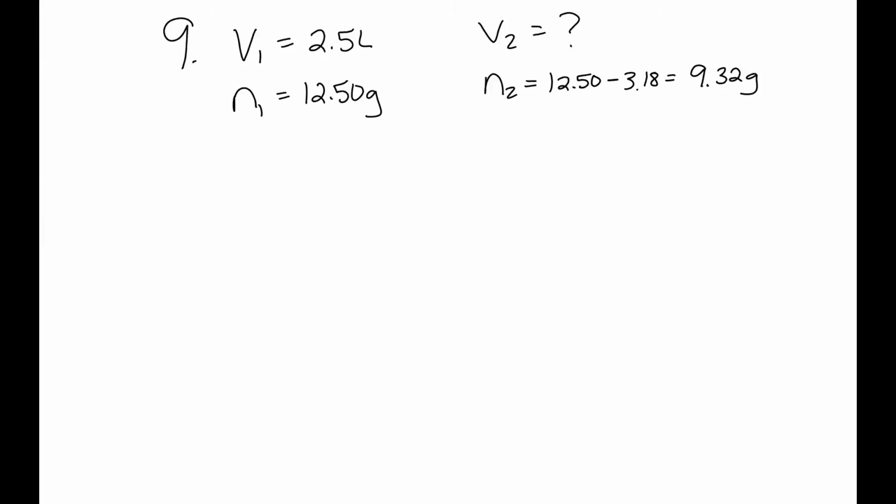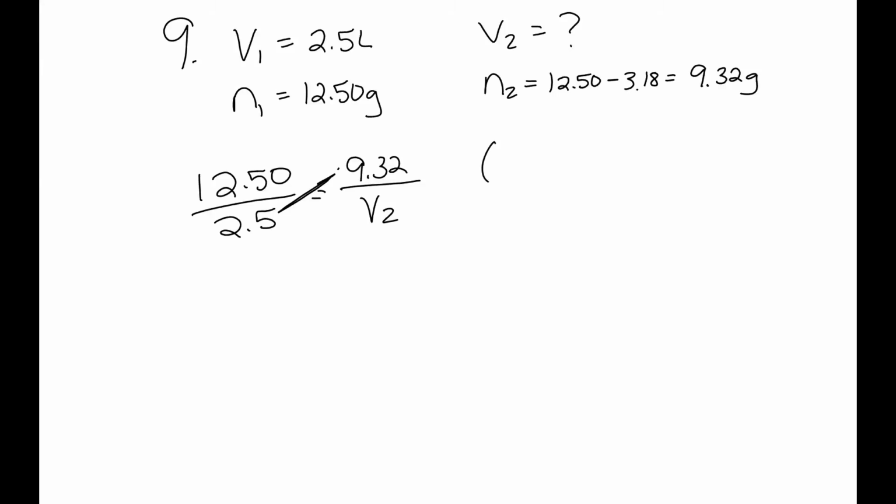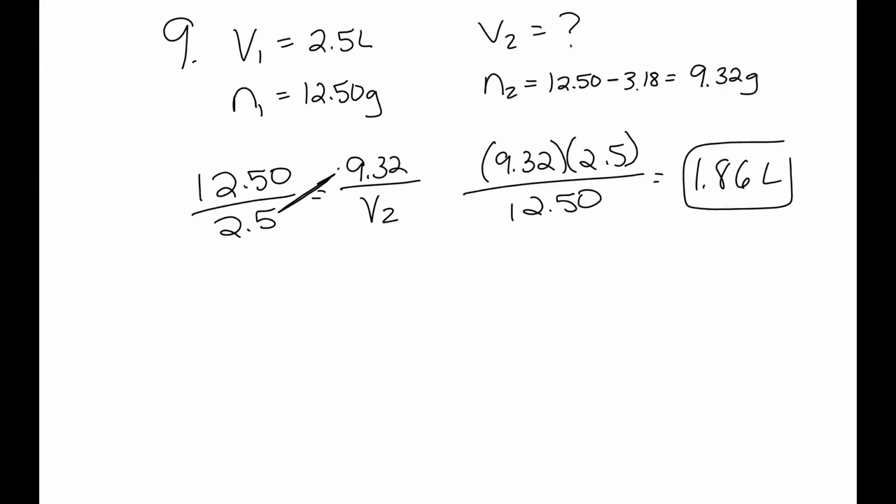Okay, so our N1 over V1, so it's 12.50 over 2.5 equals 9.32 over V2. Once again, we cross multiply and divide. So we get 9.32 times 2.5 all over 12.50. And when we do that math, we end up with 1.86 liters.